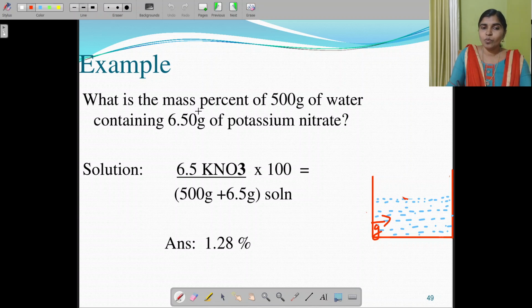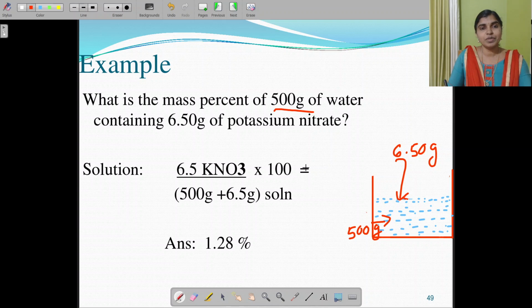Here's an example. What is the mass percentage of 500 grams of water containing 6.5 grams of potassium nitrate? How will you find out? Here 500 grams of water is taken in a container, and we are adding 6.5 grams of potassium nitrate into this and stirring it well. You will get a clear solution, isn't it? What is the mass percentage of potassium nitrate?